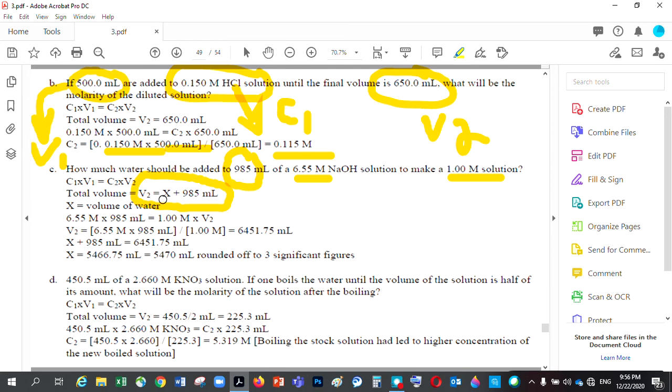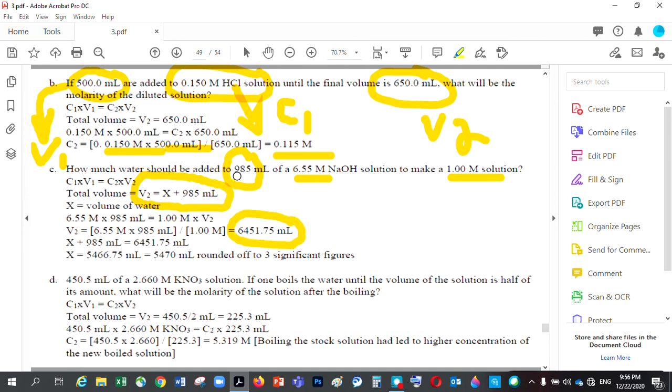So let's calculate this. You have 6.55 molar, the concentrated stock solution, multiplied by its volume, 985 mL. You produce 1.5 molar multiplied by V2, correct? Get your V2. The V2 came out to be 6,451.75 mL.